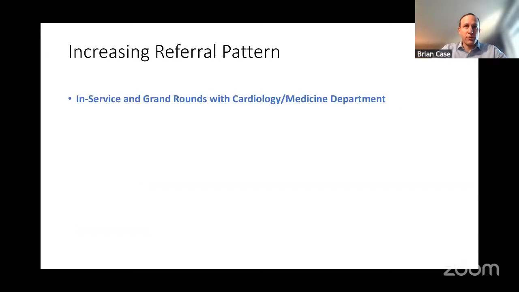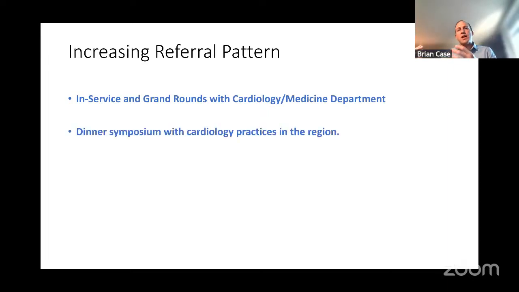How to increase your referral program. We started internal first. We did in-service and grand rounds within our cardiology department and then the medicine department. And then we did in-services and grand rounds with the other hospitals within our system and then our neighboring hospitals within our region to get the word out. Then second, we worked with Abbott and we did dinner symposiums with all the private cardiology practices in our region. So they were made aware that this technology was available, and you'll see it every time.